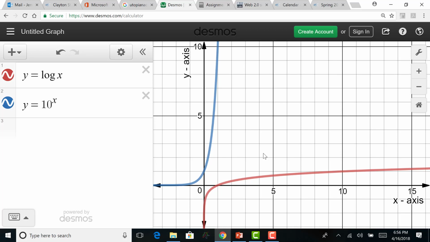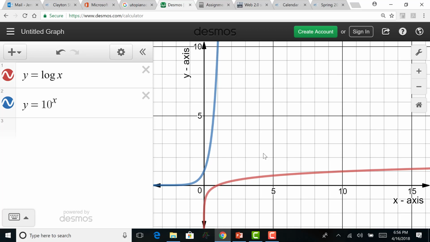So when we go back and look at the characteristics, the log curve will always cross the x-axis, but never touch the y. The exponential curve will always cross the y-axis, but never touch the x. I just want you to see the difference between the two.